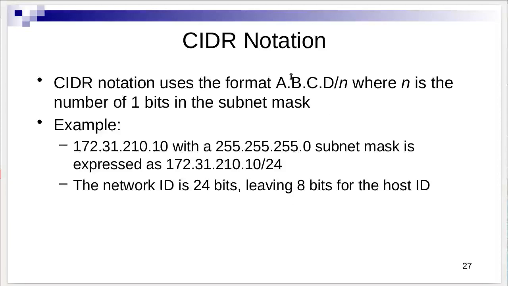So once again, CIDR notation uses this format: some number dot another number dot another number dot another number /n, and that n is usually much smaller, of course it can only go between 0 and 32. So it's the number of ones in the subnet mask. So for example, once again, 172.31.210.10, you can represent that IP address as having a default subnet mask of 255.255.255.0, or you can just say, well, this really just tells us that we have 24 ones, so you can write it in CIDR notation as 172.31.210.10/24. So the network ID is the first 24 bits, which are these three, and this leaves 8 bits for the host ID part.